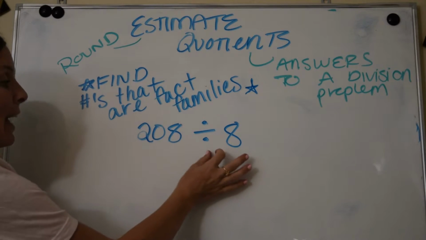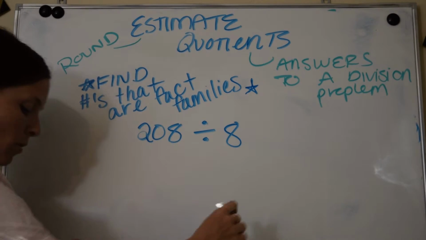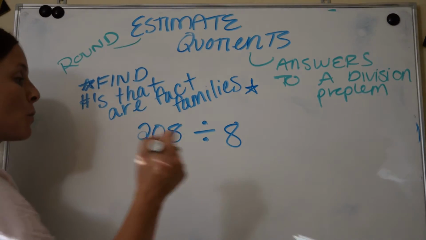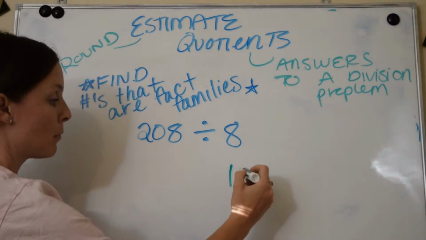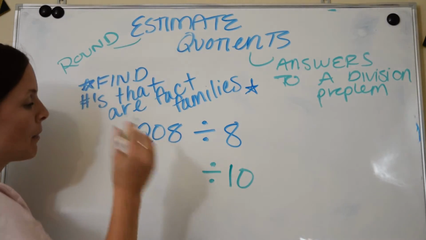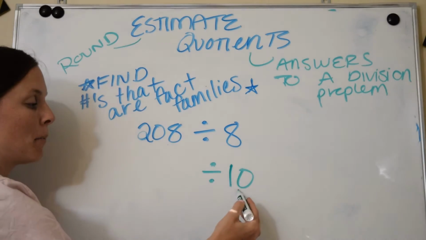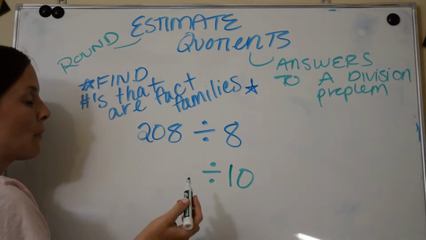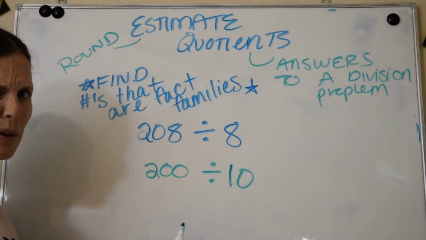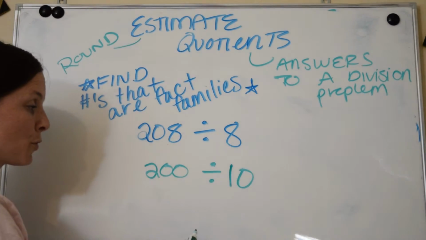So 208 divided by 8. Well, if you look at the 8, it is really close to a 10. 8 would round up to a 10. And I would want to change this number to something that would be a fact family with 10. Well, what if I rounded 208 down to 200 instead of going up to 300? Because 208 is closer to 200.